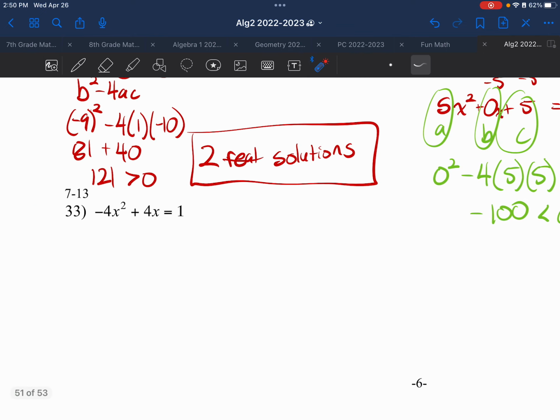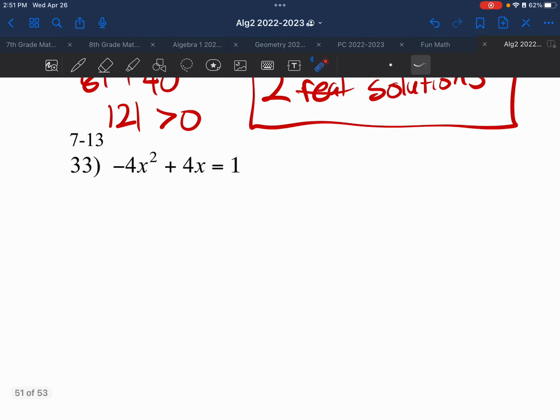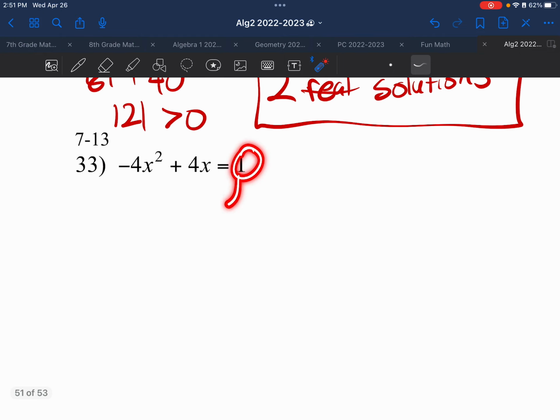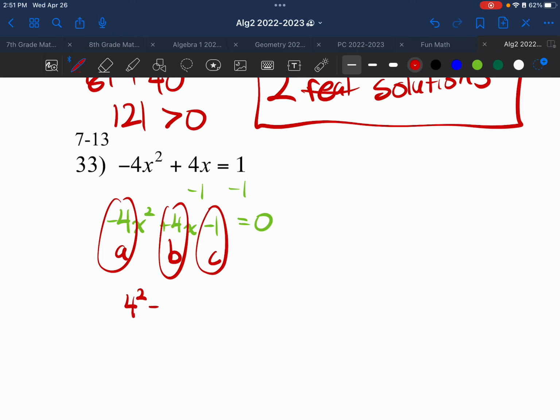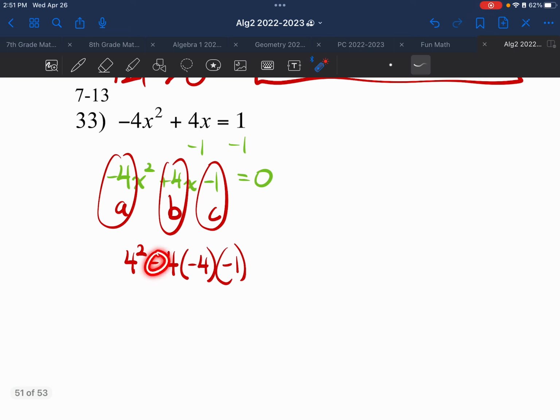All right, finally, in number 33, we have a problem that we need to move our 1 over to the left by subtracting 1, and I get negative 4x squared plus 4x minus 1 is equal to 0. So let's analyze. We have our a is equal to negative 4, b is equal to positive 4, and c is equal to negative 1. So it's going to be b squared minus 4ac. We're going to check. Negative times a negative times a negative is a negative. There's going to be a negative left over.